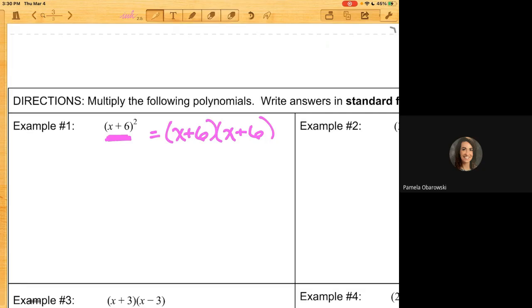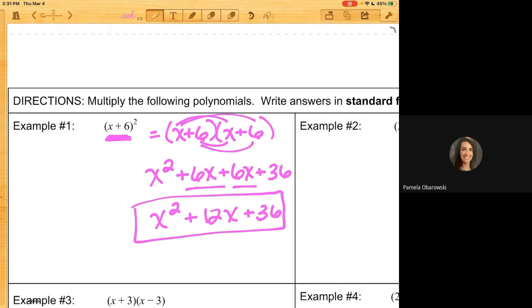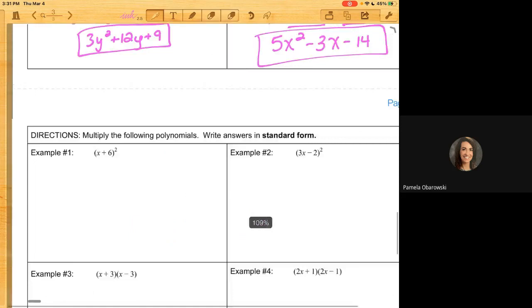And that's perfect because you guys know how to solve this now. First, outside, inside, last, x squared plus 6x plus 6x plus 36. Combine those like terms. I get x squared plus 12x plus 36. In standard form, that's my quadratic trinomial. So same sort of deal. If you see a binomial squared, just write it out and then jump to the FOIL or box method.